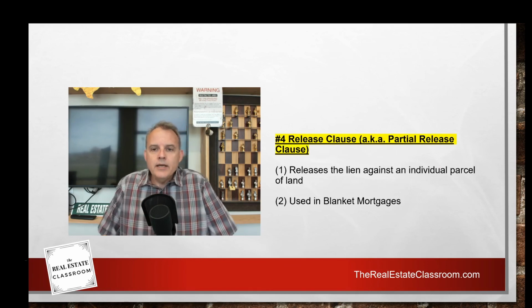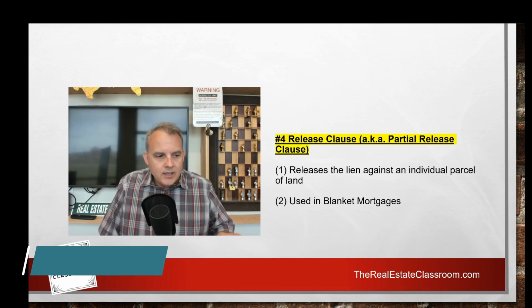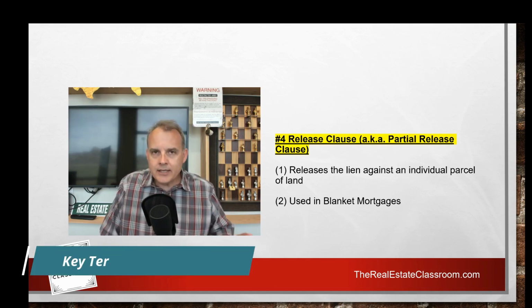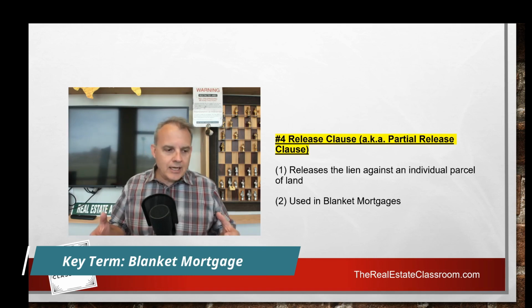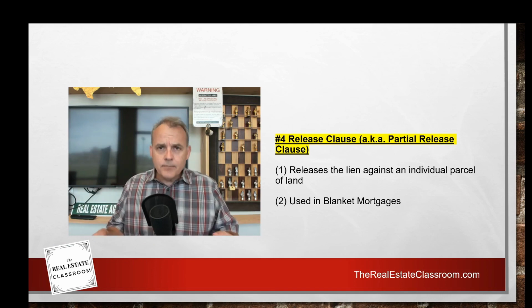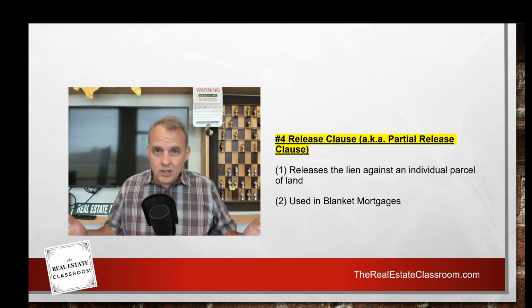Number 4, a release clause, or sometimes known as a partial release clause. And if you watched a previous video where we talked about the non-VA FHA type mortgages, we discussed a type of mortgage called a blanket mortgage. And in a blanket mortgage, it allows, for example, a subdivider or a developer that's creating or developing a subdivision to go to the bank and say, listen, I want to get a $1 million loan.